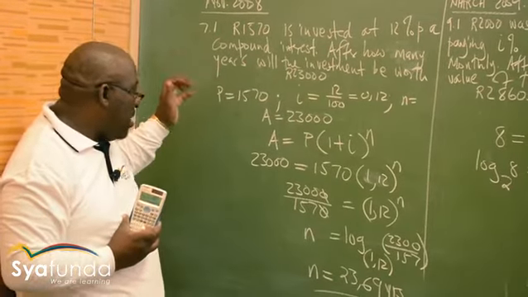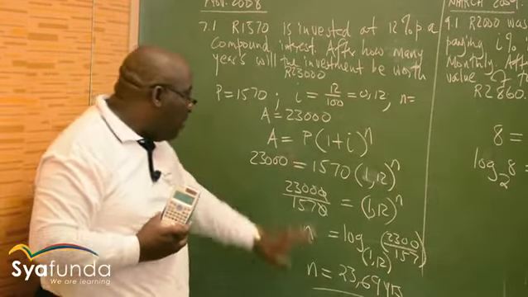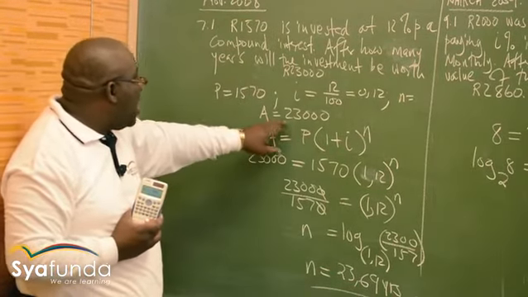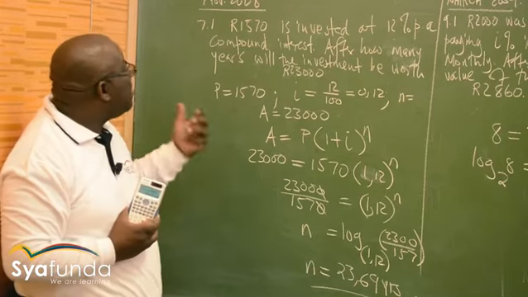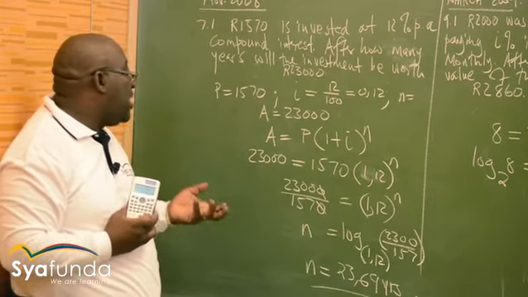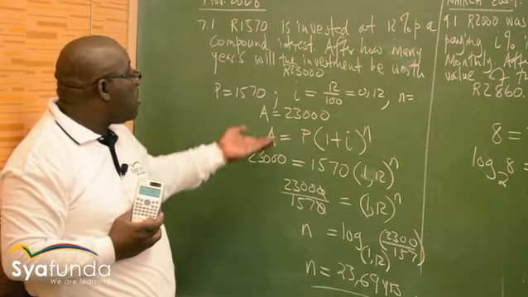That's how long it will take if I invest an amount of 1,570. For how many years? Am I told for how many? I will have to invest this amount for 23.69 years for me to get 23,000. So 1,570 will take 23.69 years to become an amount of 23,000. That was the first part that I wanted us to look at.